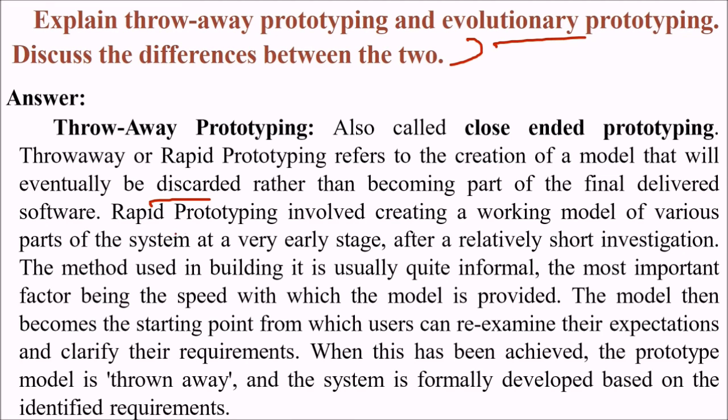And rapid prototyping involves creating working models of various parts of the system at a very early stage after a relatively short investigation. The method used in building it is usually quite informal. The most important factor is the speed with which the model can be made and provided. So the model then becomes the starting point from which the users can re-examine their expectations and clarify their requirements, so that the user can tell and the programmer or developer can understand. When this has been achieved, the prototype model is thrown away. The system is formally developed based on the identified requirements.